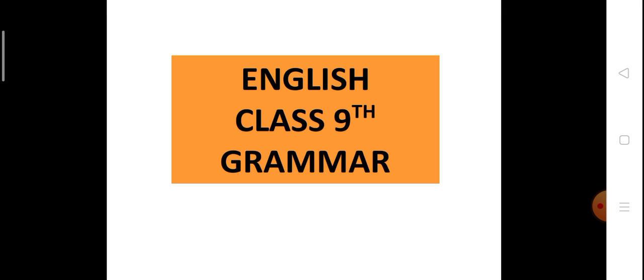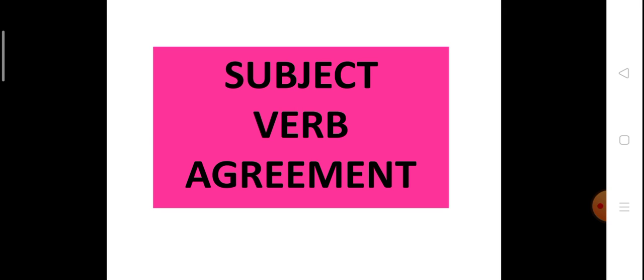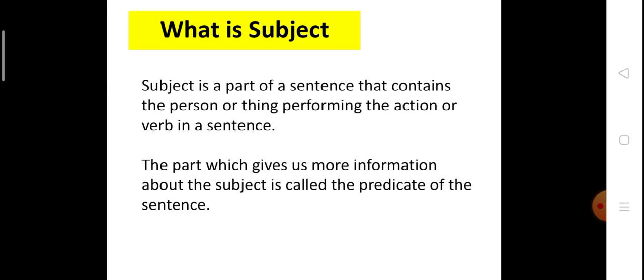Students, today we are going to start with a new topic of English grammar, that is subject verb agreement. We know that a proper sentence has a subject and a predicate. So what is subject and what is predicate? Let us first understand that.